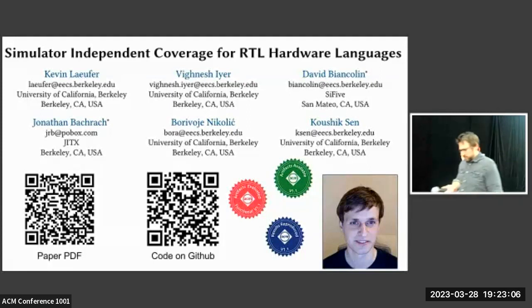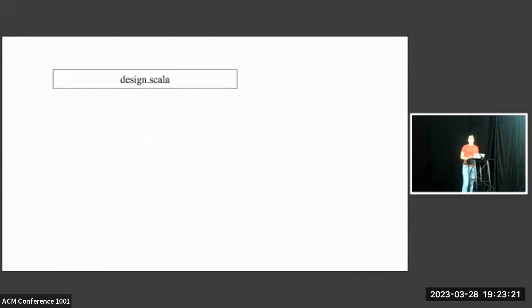Okay, thank you for the introduction, and thank you everyone for coming. I'm Kevin. I'm going to talk to you about our paper on simulator independent coverage. So first of all, what is coverage? Why do I need coverage? What is it for? Let's assume you just created your own cool hardware design in a hardware description language like Chisel, but also maybe some other hardware language. You wrote a test, it passes, and now the question is, does that mean I'm done? Does that mean my design works? Or is my test maybe missing some situations?